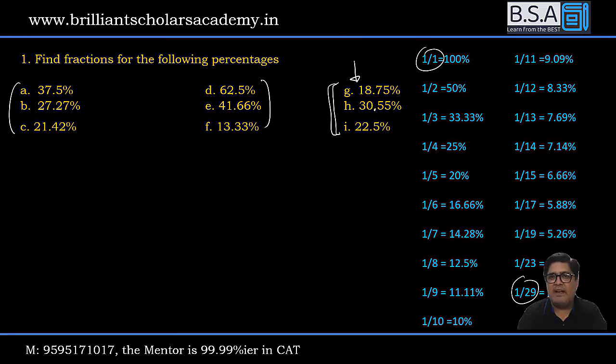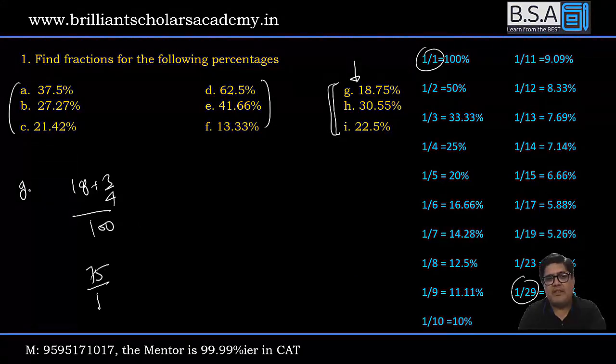You want to simplify this to some degree. G, you want to simplify. 18 plus 3/4/100. Cross multiply. 72 plus 3, 75. 75/400. Cancel कर सकते हो, कर दो. 25 into 3, 25 into 16. 3/16. This one is 3/16.